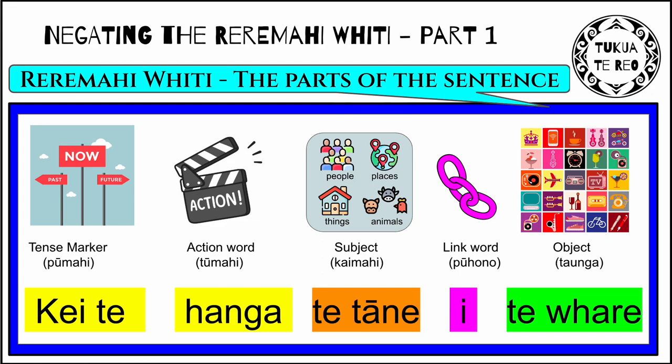The joining word between the two parts of the sentence is called a pūhono. In Reremahi Whiti, the pūhono is i. So the sentence translates to, the man is building the house.